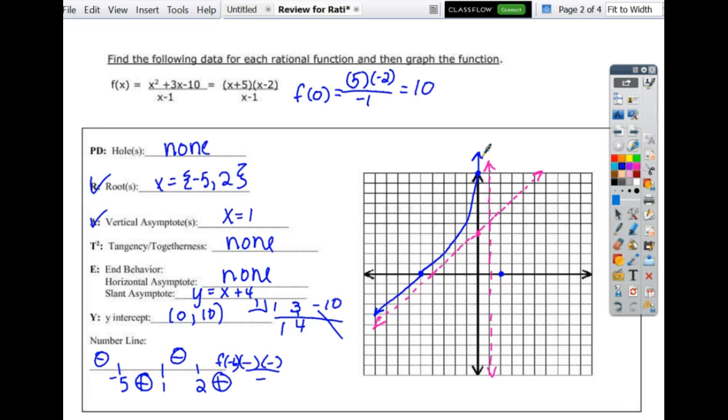So what happens from 1 to 2? And 1 to 2 is right here. It's negative, so I'm going to hug the asymptote. And then what happens? It goes positive, so it's going to hug this asymptote. How many of you can do one like this?